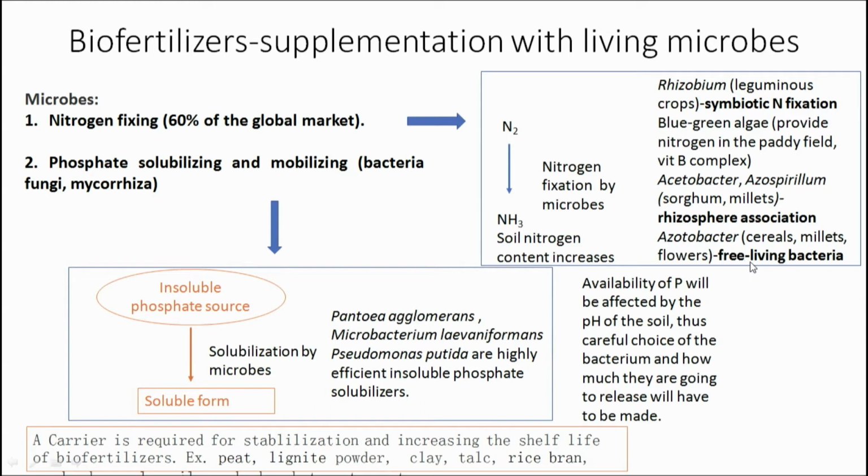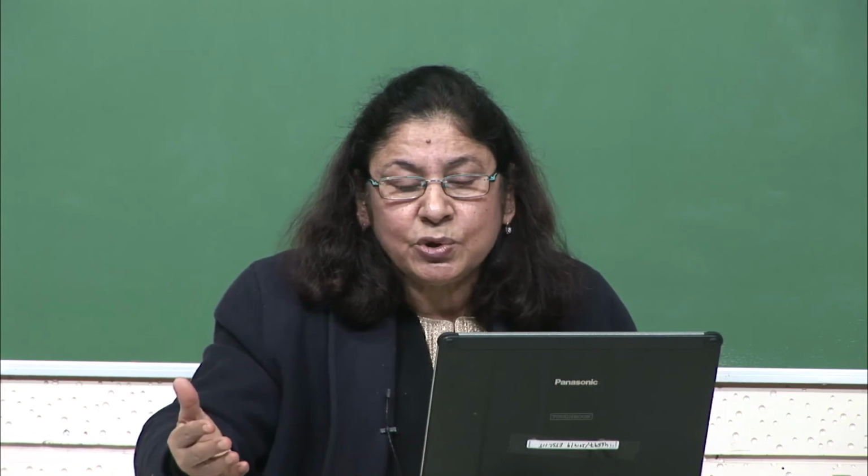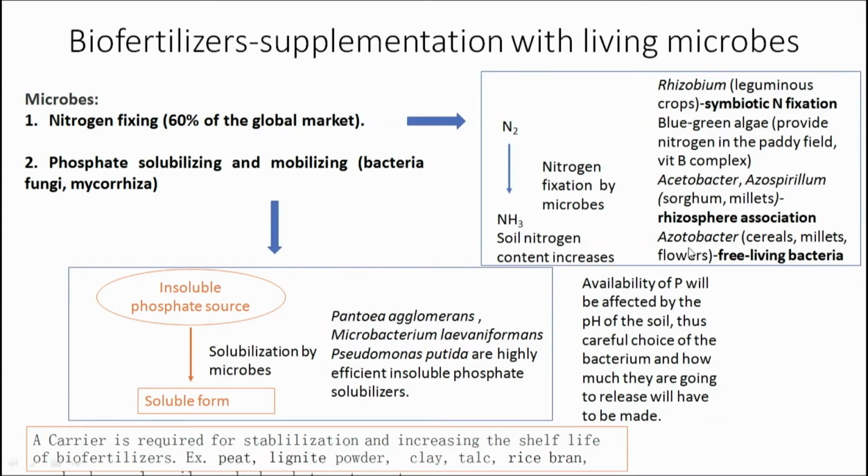Okay. And as the name suggests, they will be freely available in the soil. They do not have any kind of association with the plant, and they are already present in the soil as free living organisms. One example of this category is Azotobacter, and what you will see here is that these bacteria are associated with many of the cereal plants or millets or flowers, for example. So, that is how the nitrogen is going to be available to the plants.